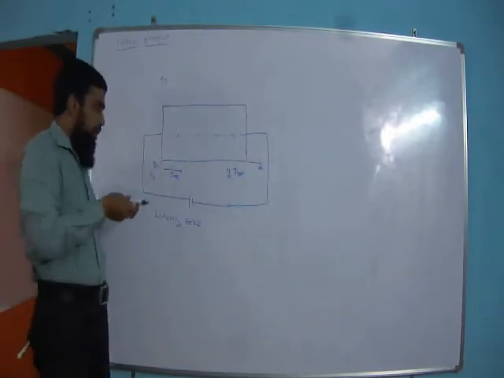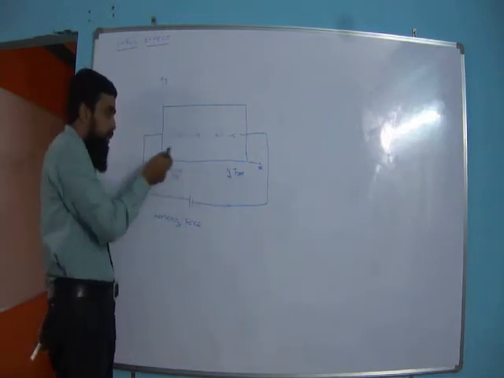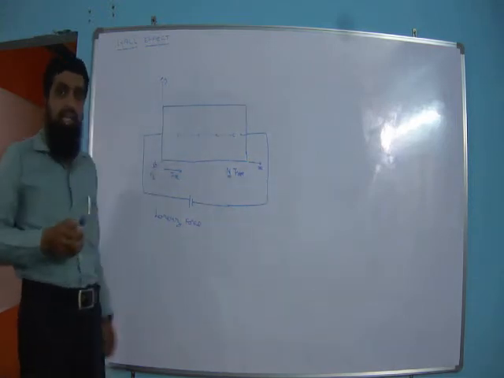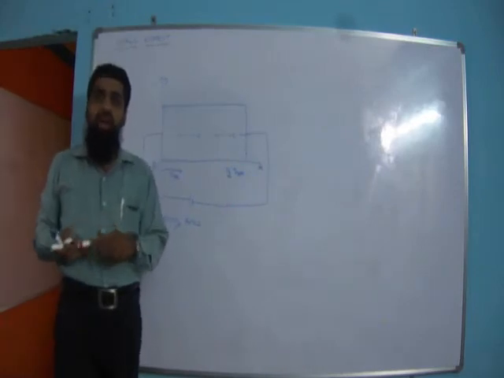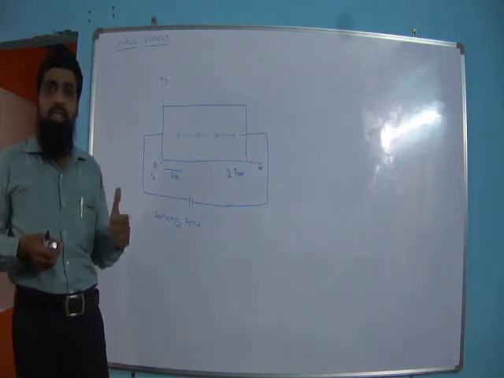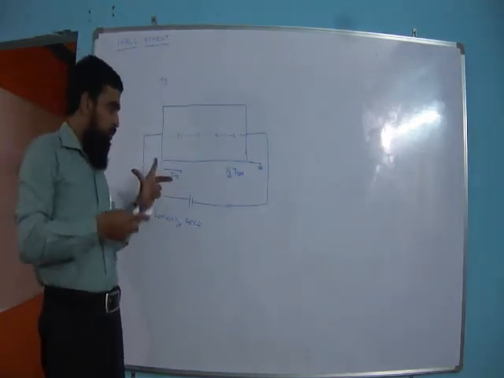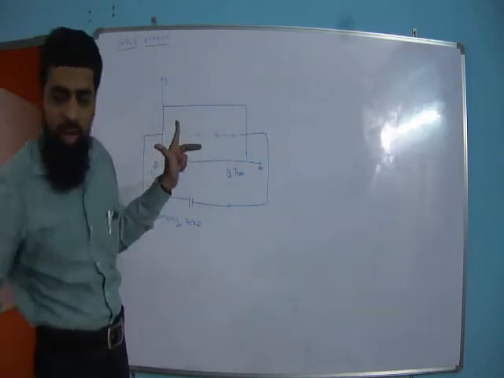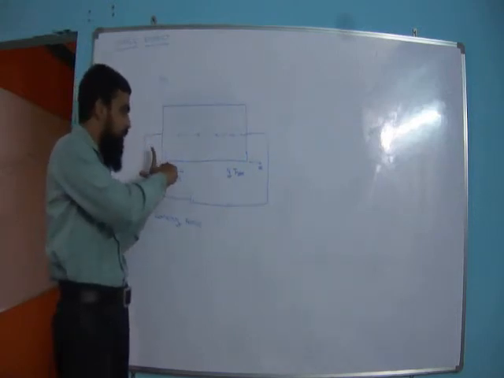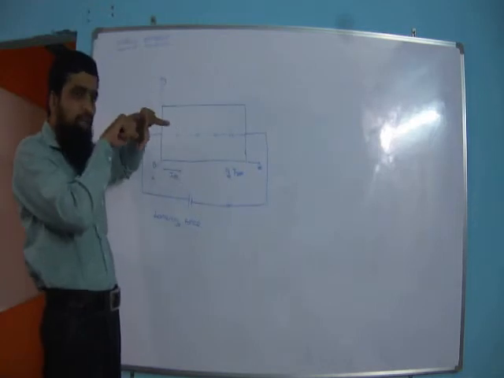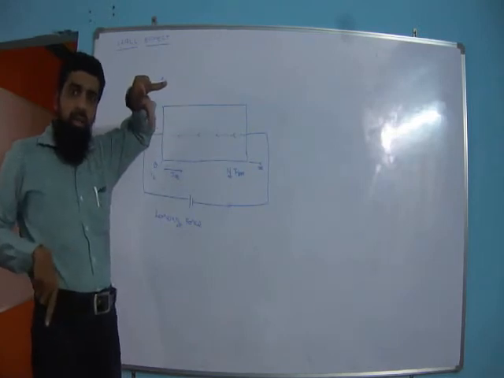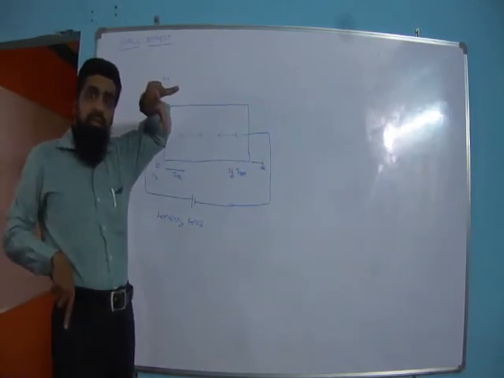So what is happening? When a current carrier is placed in a magnetic field, a force acts on these charge carriers, and the direction of this force you can find out by Fleming's left hand rule. Now what Fleming's left hand rule is saying is, place your middle finger towards current direction. When you place your middle finger in current direction and your index finger towards magnetic field, then the thumb will represent the force direction.